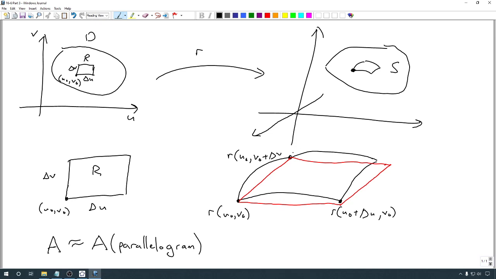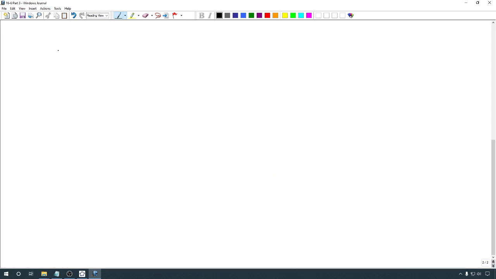Of course, that parallelogram has side lengths given in terms of vectors. So we're treating these points as vectors. We can get the vector from here to here by subtracting these two vectors. We can get the vector from here to here by subtracting those two vectors. So we're really looking at R of U0 plus delta U, V0, minus R of U0, V0, and also the vector R of U0, V0 plus delta V, minus R of U0, V0.